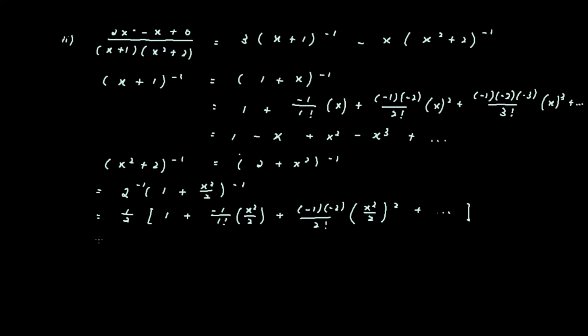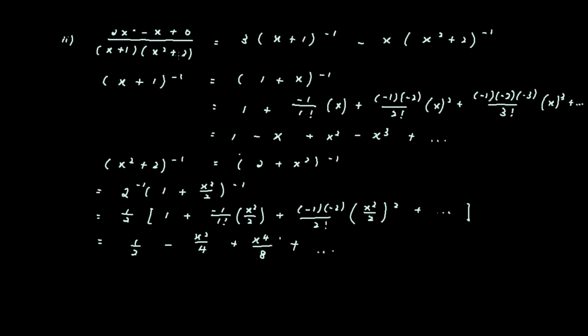Okay, then after that, I can continue to multiply them together. So 1 over 2 plus, sorry, should be a negative, then x squared divided by 4. I straight away multiply the 1 over 2 inside, okay? So plus also, then 3x4 divided by 8. Okay, so this is what I have for the other.